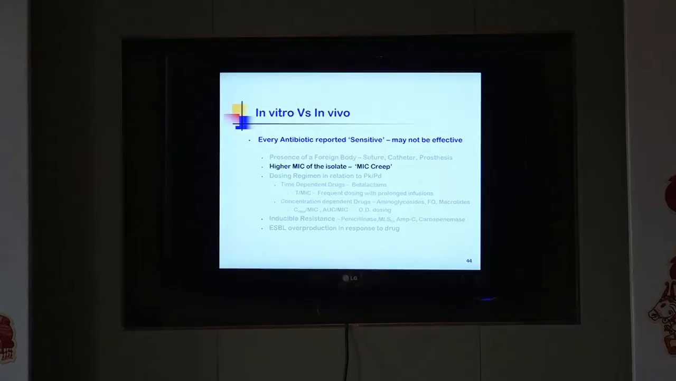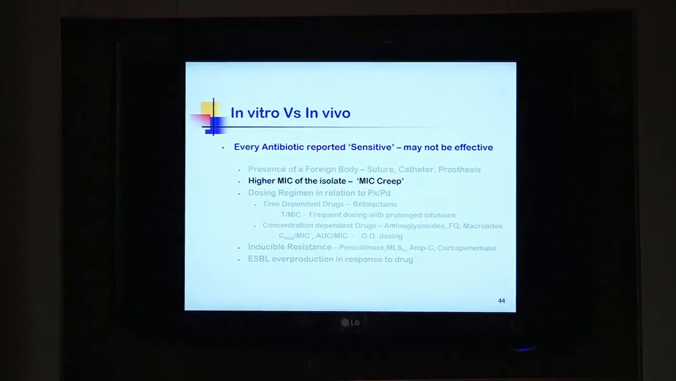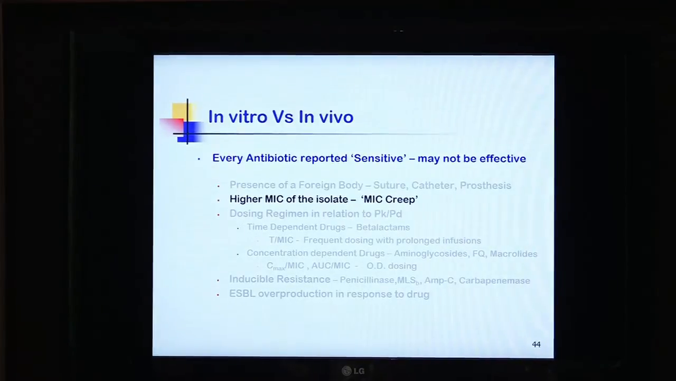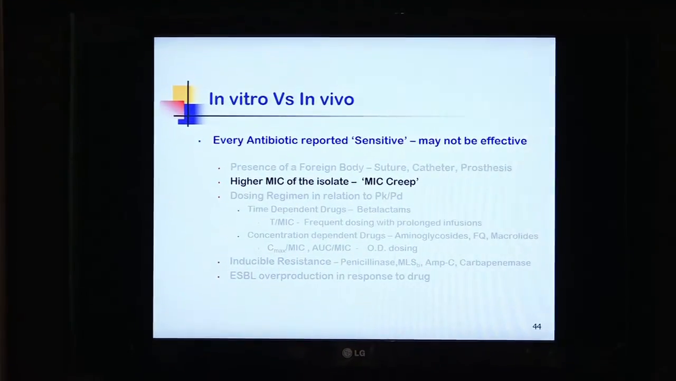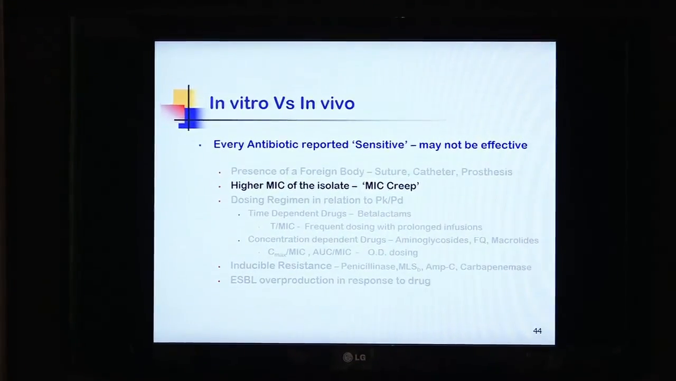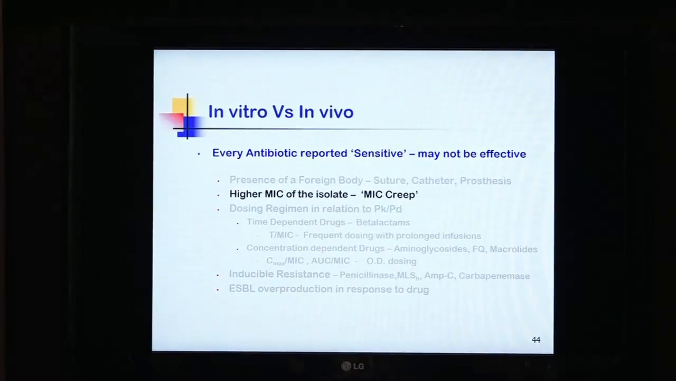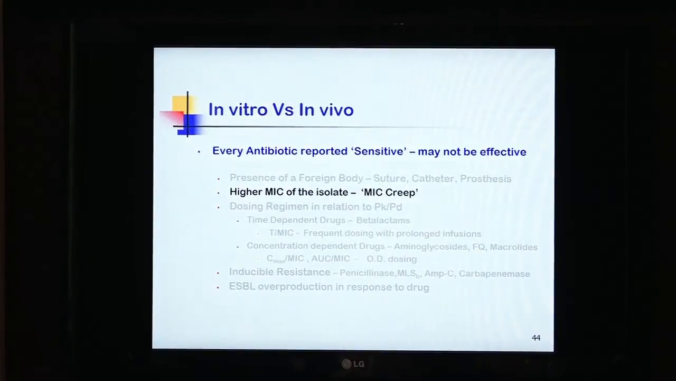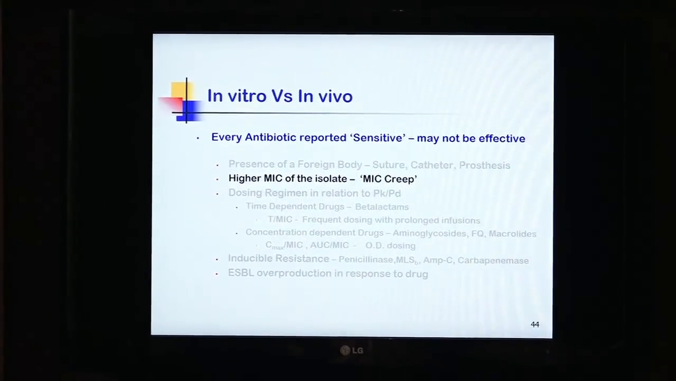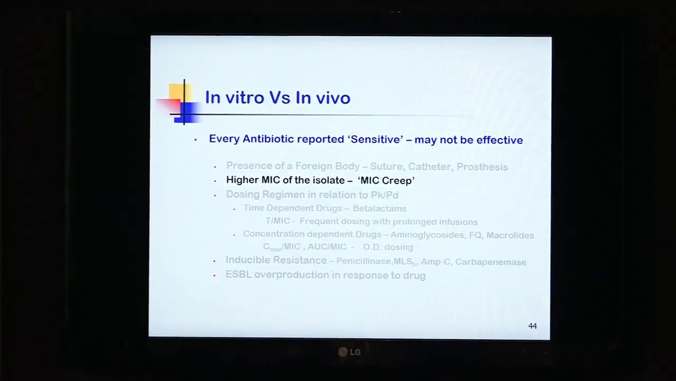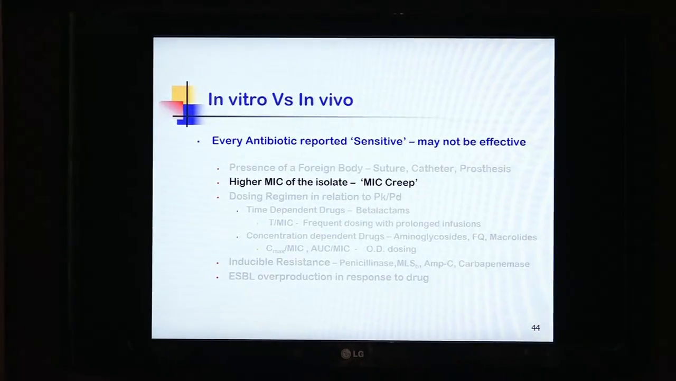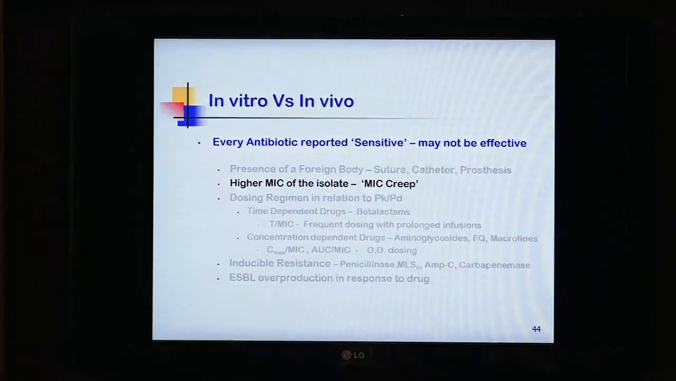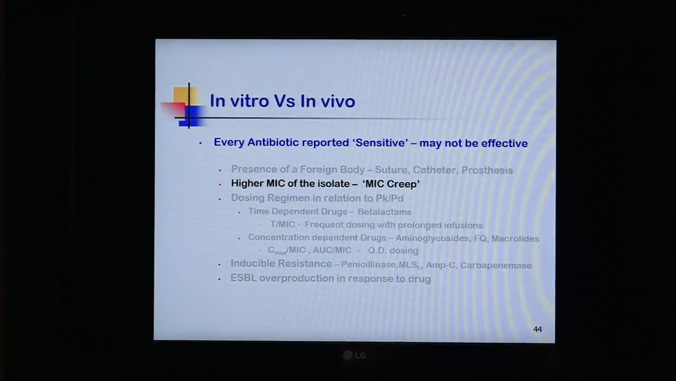Higher MIC of the isolate. I have seen many therapeutic examples like this. Aminoglycoside, your amikacin, 16 MIC, borderline. Patient started using amikacin, responded initially and then relapsed. You can see many such examples, particularly when the organism has a higher MIC towards a particular drug and that drug is chosen for therapeutic use.